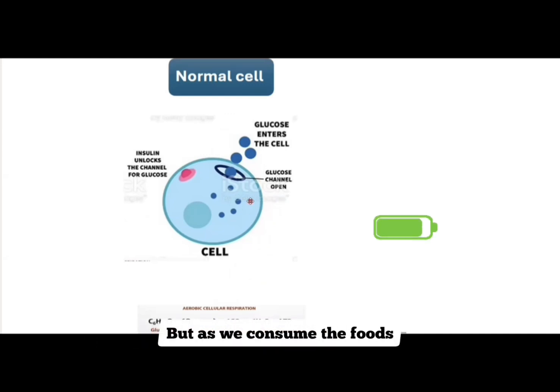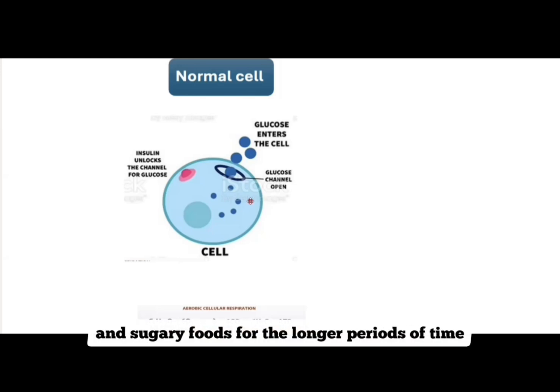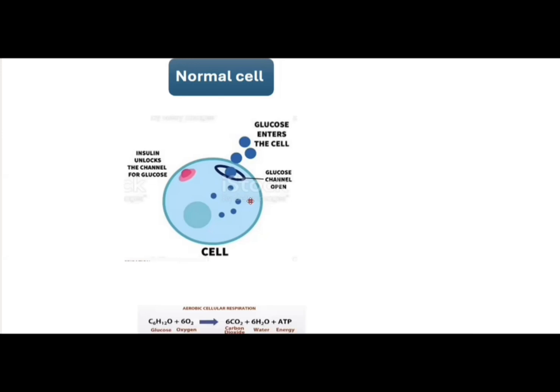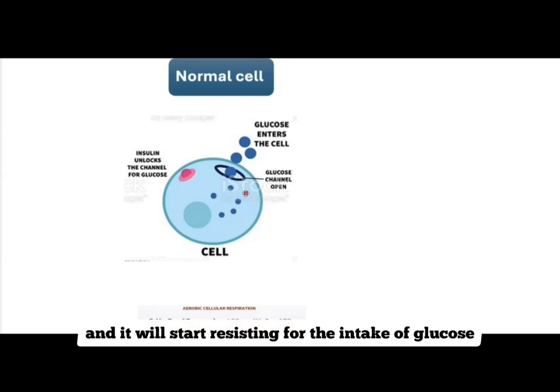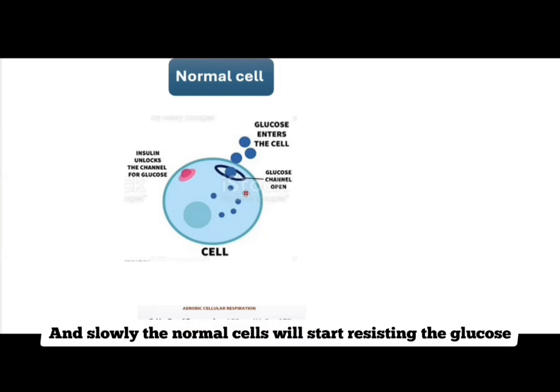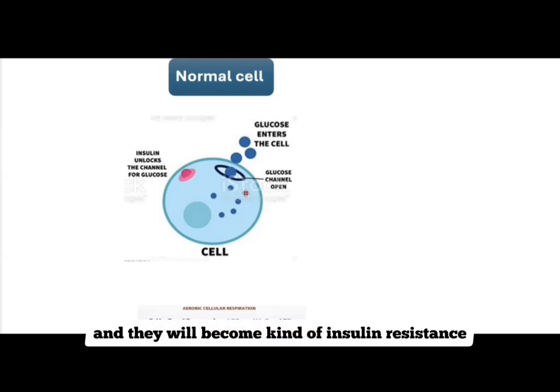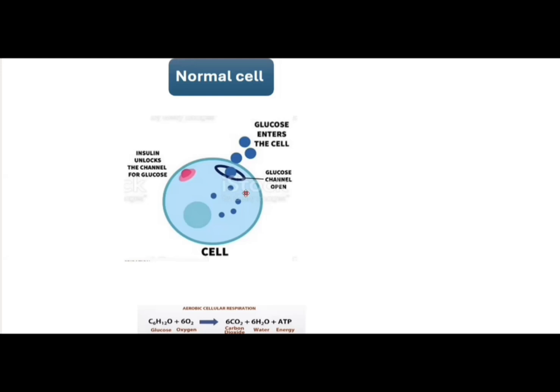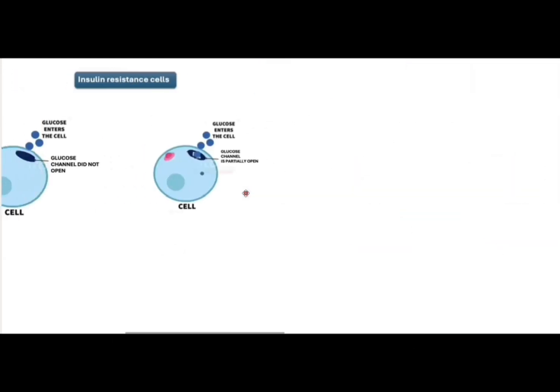But as we consume foods that are rich in carbohydrates and sugary foods for longer periods of time, our cells will get fed up, and they will start resisting the intake of glucose. Slowly the normal cells will start resisting the glucose, and they will become insulin resistant. So let's see how that will look.